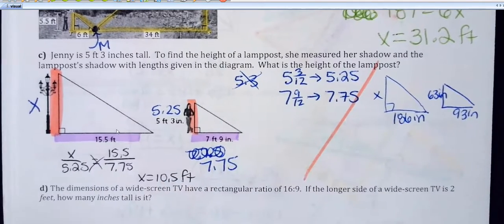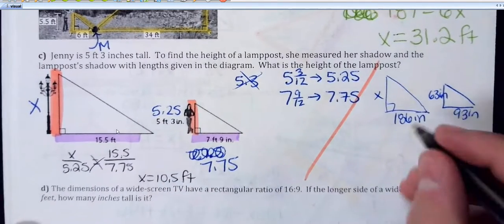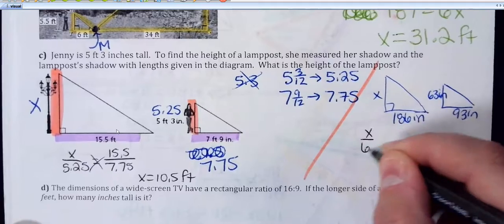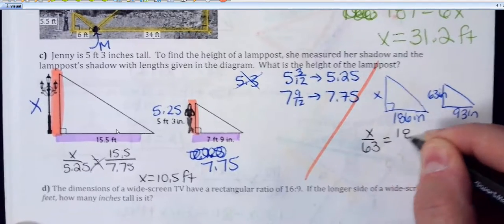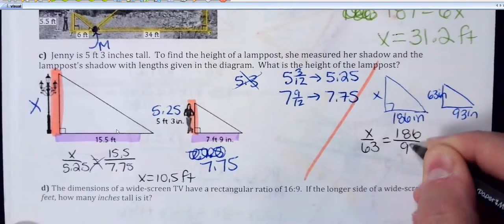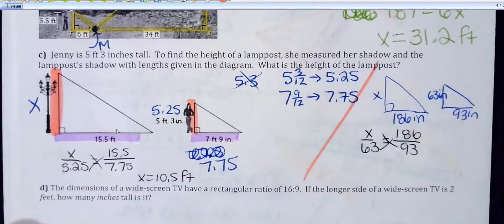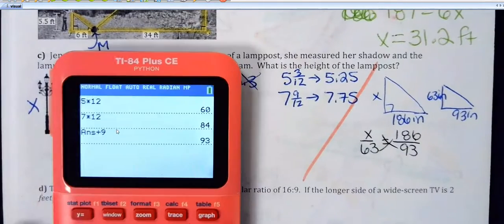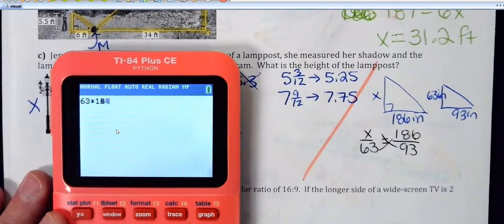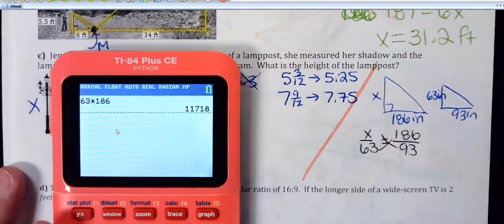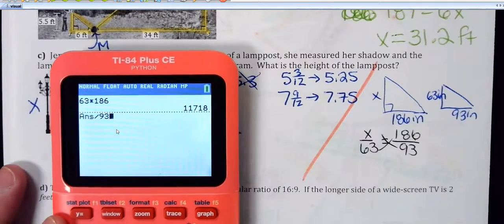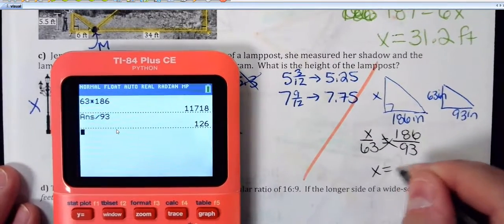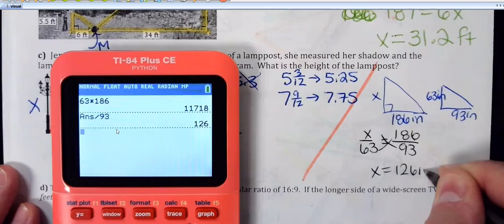If you do it in inches, the setup would be something like x over 63 equals 186 over 93. Cross multiply here, I can't remember what that is off the top of my head. So 63 times 186, if you want to do it in inches, this is a huge number. I'm going to divide that by 93. This would be 126 inches.